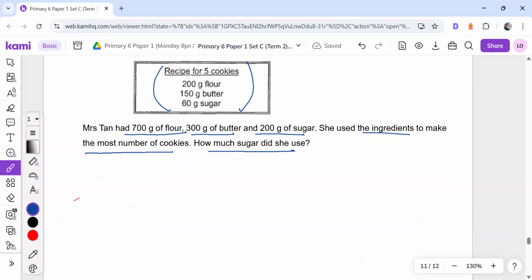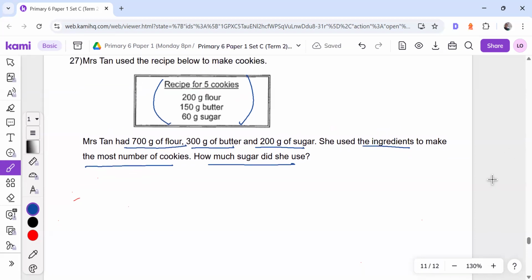How much sugar did she use? All right. Now, again, what's the method here? The method here is ratio. Oops, ratio. How do we do that? And how do we know it's ratio? Okay. Let's write down the ratio first, and then you will see why.